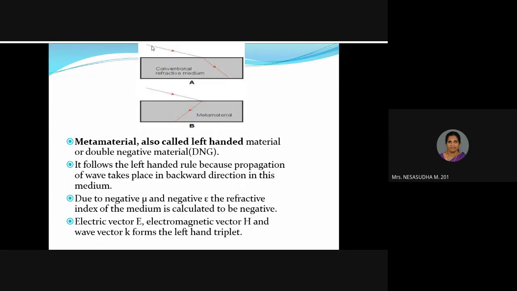Then in a conventional medium, when a wave is made incident on the interface of two media, it passes through in the positive direction. But in this metamaterial, when the wave is made to pass through the metamaterial interface or surface, it is refracted in the reverse direction. This is the basic principle used. That's why it is called a double negative material, because both are negative.